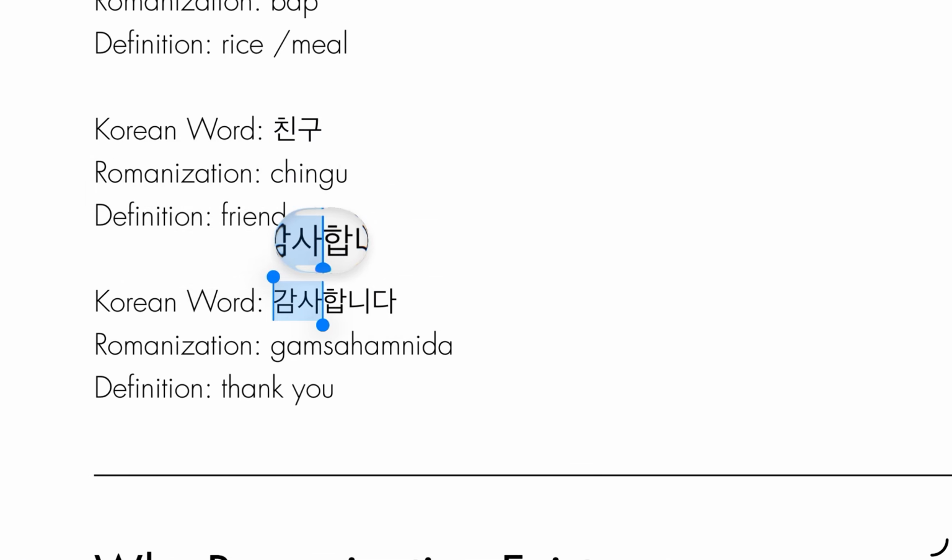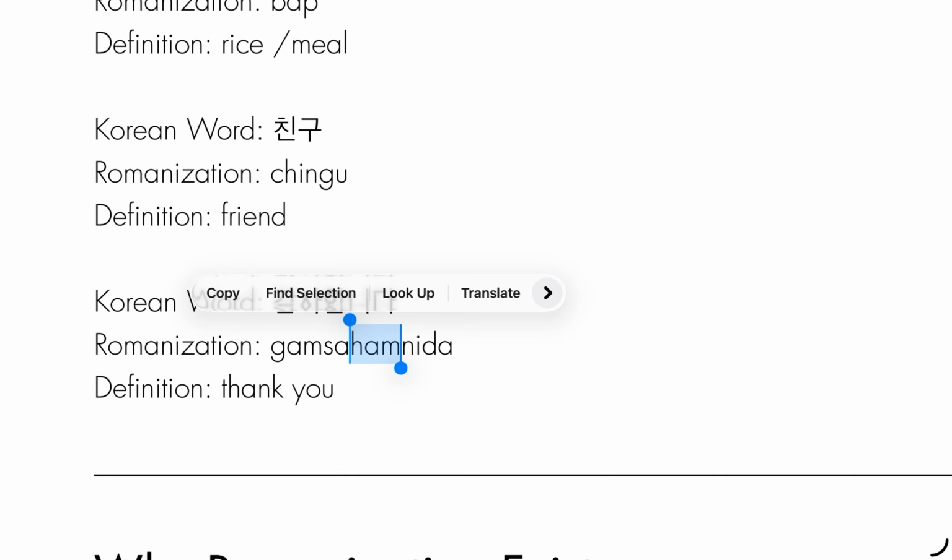And lastly, we have another big one. It has 1, 2, 3, 4, 5 syllable blocks once again. So this is 감, 사, 합, 니다. I guess this should actually be together. 감사합니다. Thank you. Anyways, I don't know why I went through those one by one, but just to show you.